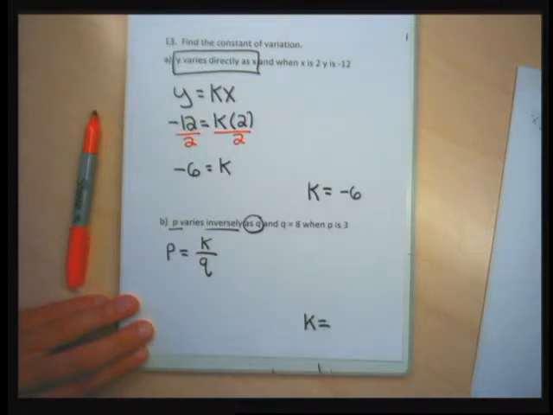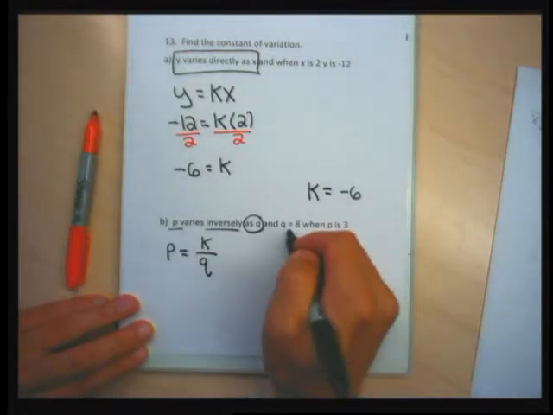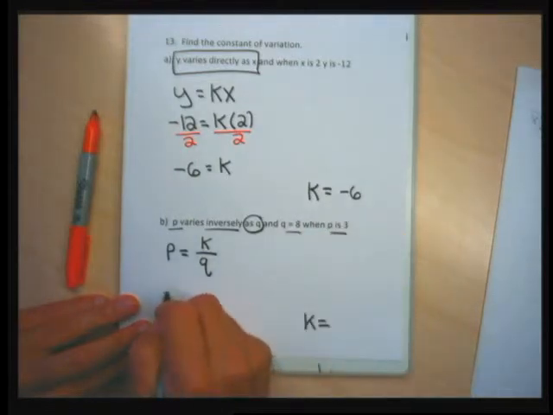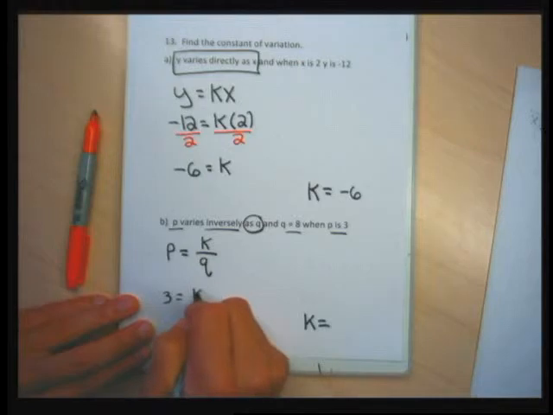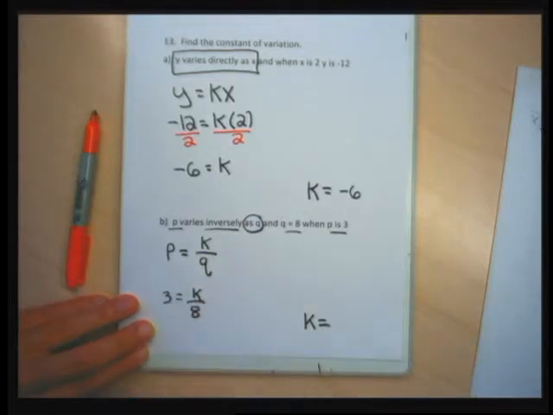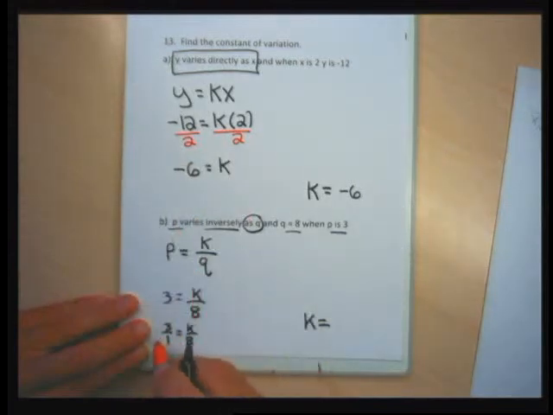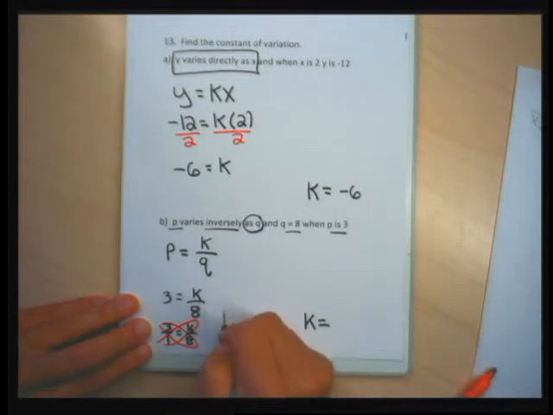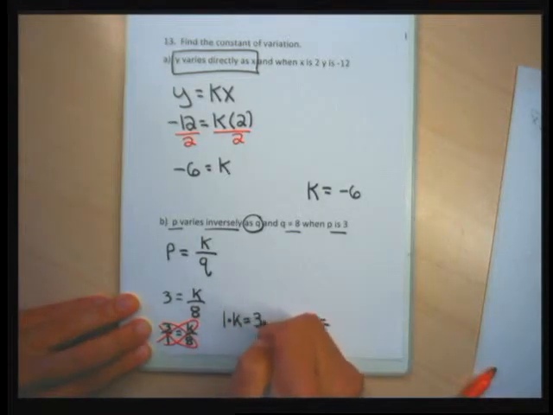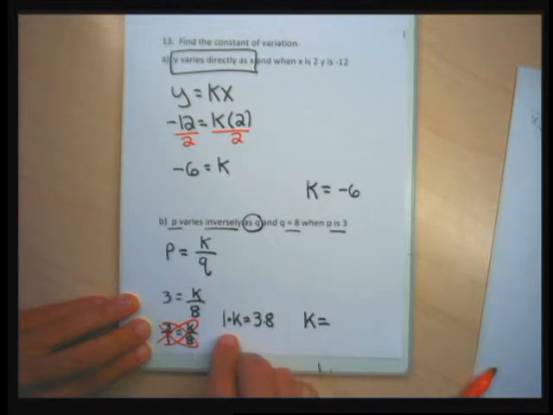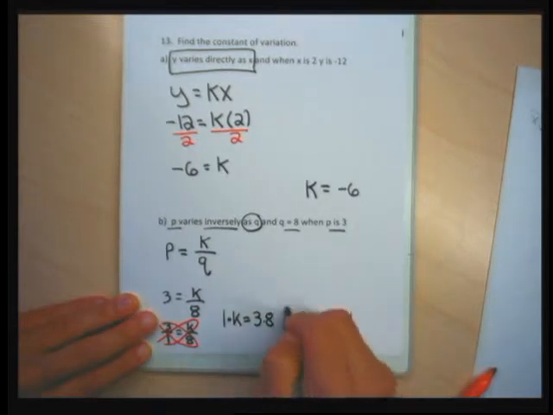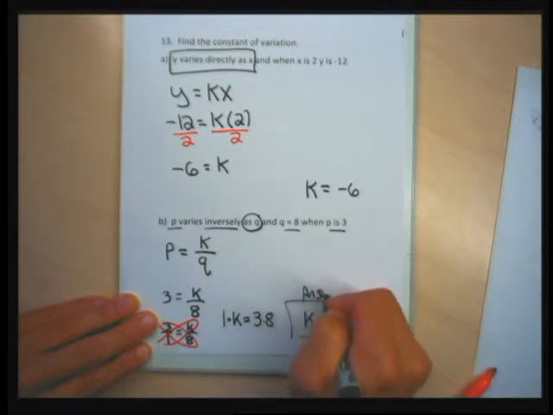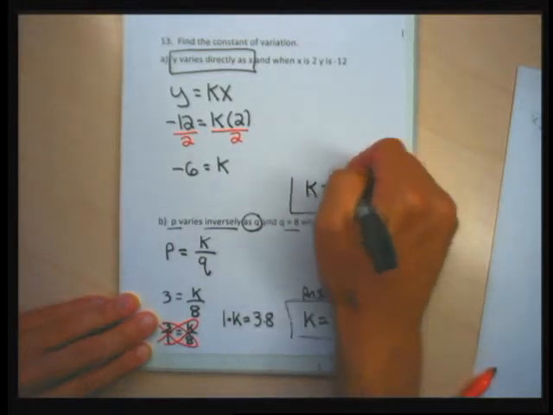When I solve for k, I'm going to wind up cross multiplying. So in for q, I'm going to plug in 8. In for p, I'm going to plug in 3. So I'm going to get 3 equals k over 8. I like to cross multiply, so I'm going to change it to 3 over 1 equals k over 8. I can multiply up and down. When I multiply up, I get 1 times k. When I multiply down, I get 3 times 8. 1 times k is just k. 3 times 8 is 24. So my answer to part B is k equal to 24.